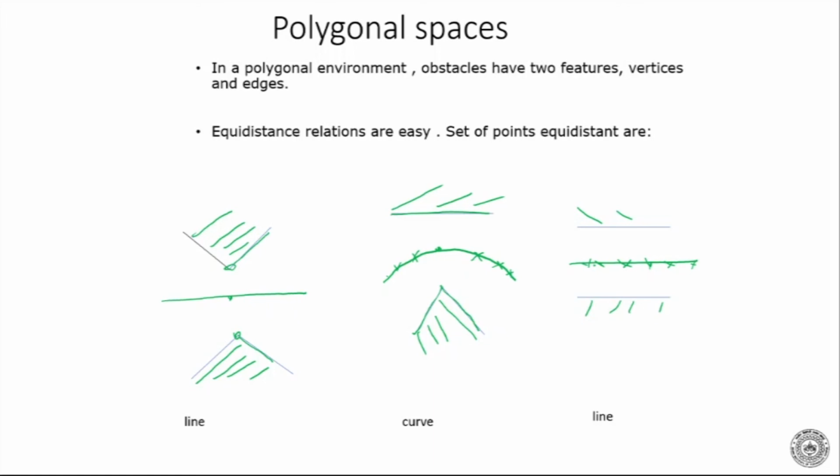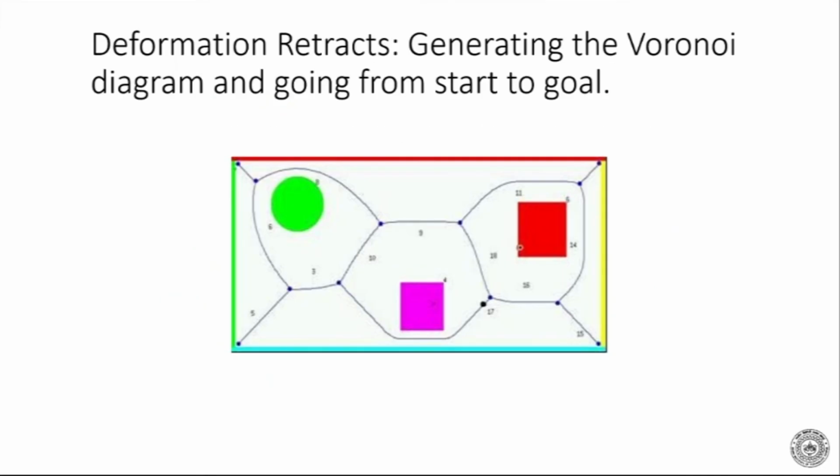So in polygonal spaces, obstacles have two features. They can be vertices and they can be edges. Because they're polygonal, they're made up of vertices and edges, and we can have an equidistant relation between them very easily. And that equidistant relation is going to be the path. Now look at this Voronoi diagram. These are called Voronoi diagrams. And this is also called a deformation retract.